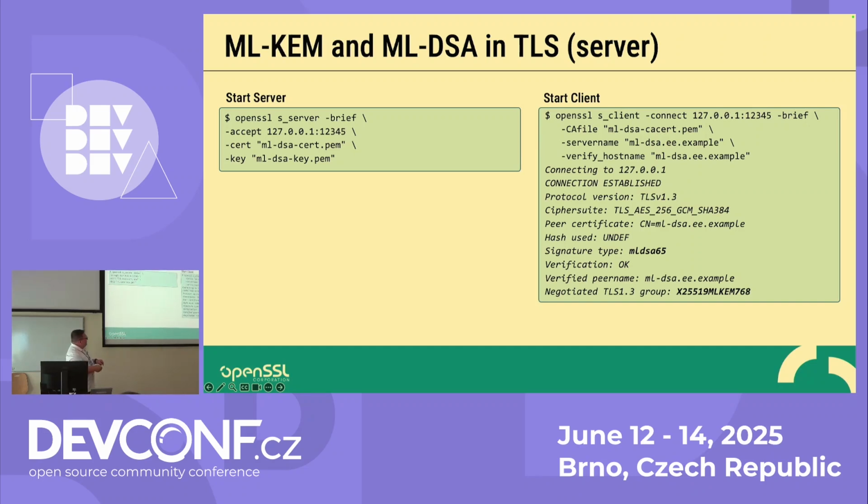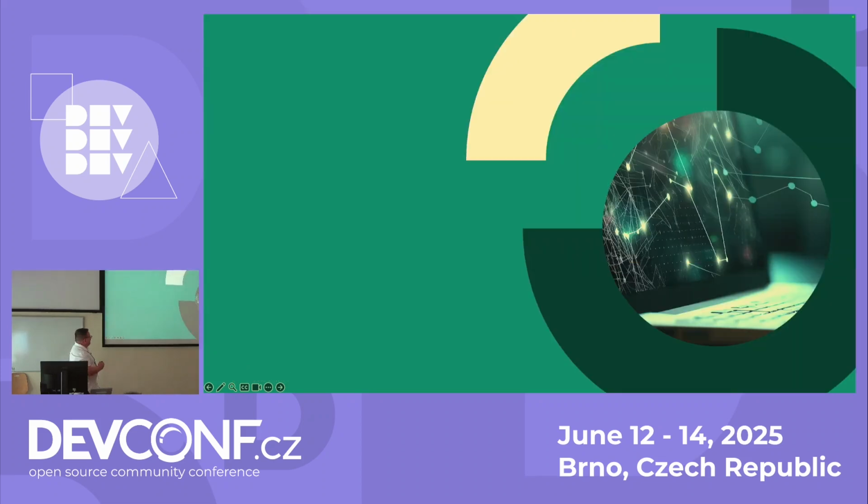And we specified the domain again that we will verify. And you can see that connection was established using MLDSA as a signature type, and was negotiated TLS 1.3 group, that horrible long name represents MLKEM. So MLKEM key was used. That's nice, right? And it's easy. So there is nothing hard about post-quantum in OpenSSL.